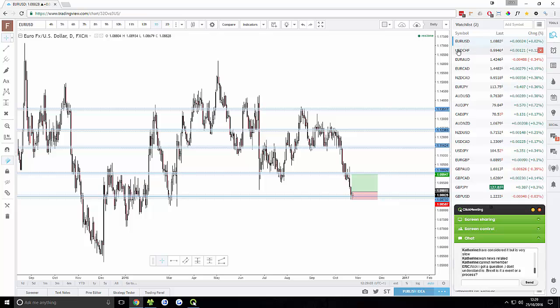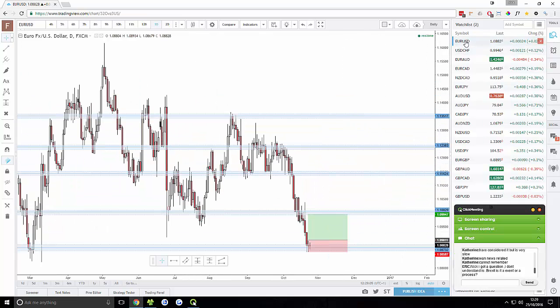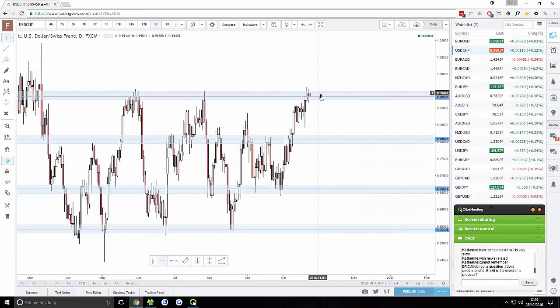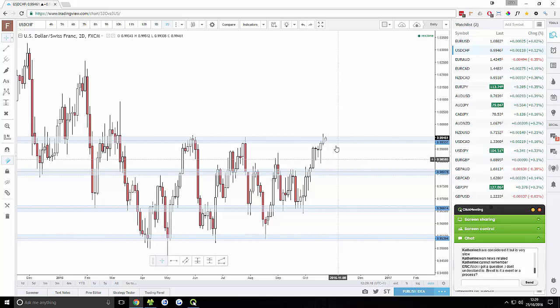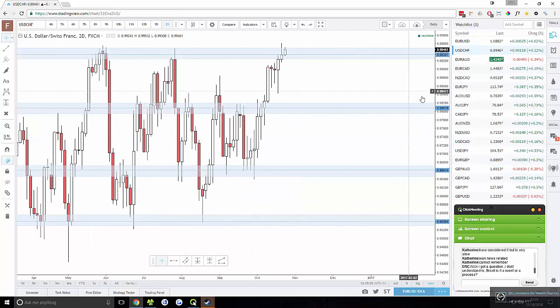So that gives us today a potential long on Euro USD and a potential short on USD CHF. USD CHF, I'm probably going to wait for this candle to close because we are seeing some signs that buyers are taking control of price. So I'll probably wait for this candle to close. I want to monitor it on the 2-day chart. I know, 2-day chart.